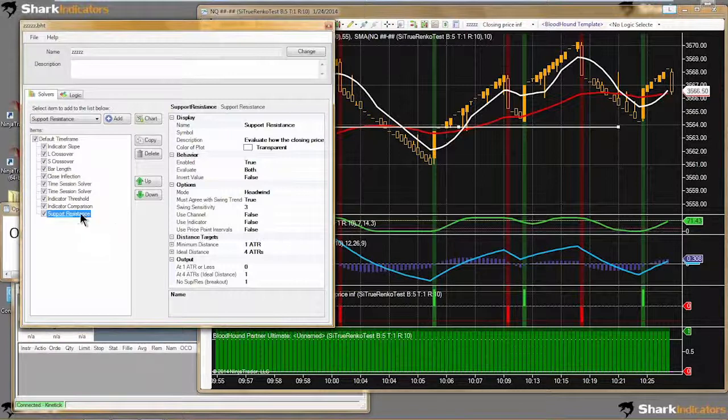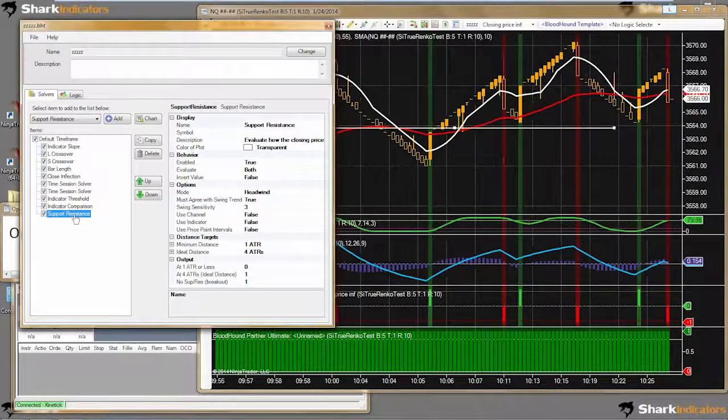So it's more the fact that you're loading up a lot of indicators, and then of course if you start building a lot of solvers, that's obviously going to require your CPU to calculate all those simple things. So obviously, the bigger your BloodHound system gets, the more resources it's going to require.